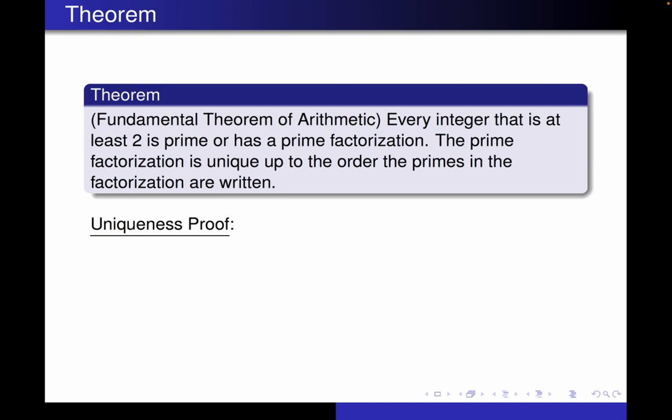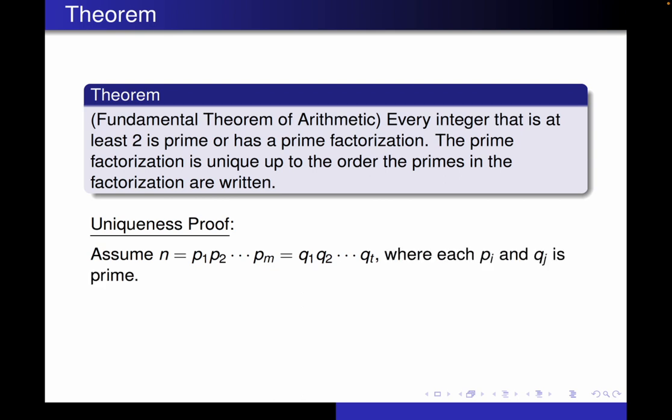So here's how our proof is going to look. We're going to assume that n is equal to p1 times p2 through pm. All the p's are prime numbers. That's one prime factorization. Then we're going to assume we have another prime factorization, q1 times q2 through qt, where the q's are prime numbers. And so we have where each of the p's and q's is prime, right? We've got to show that m is equal to t.